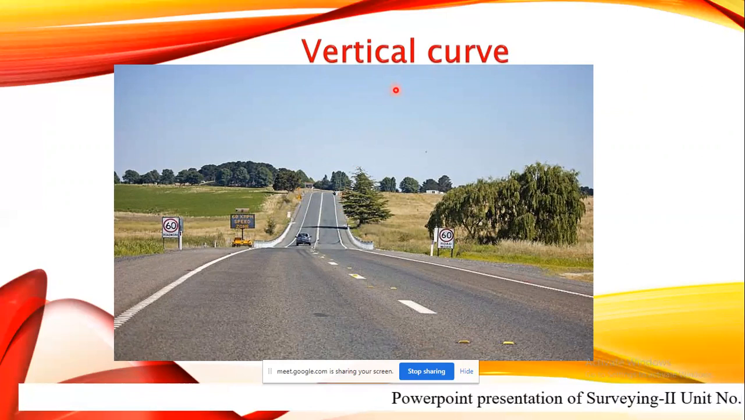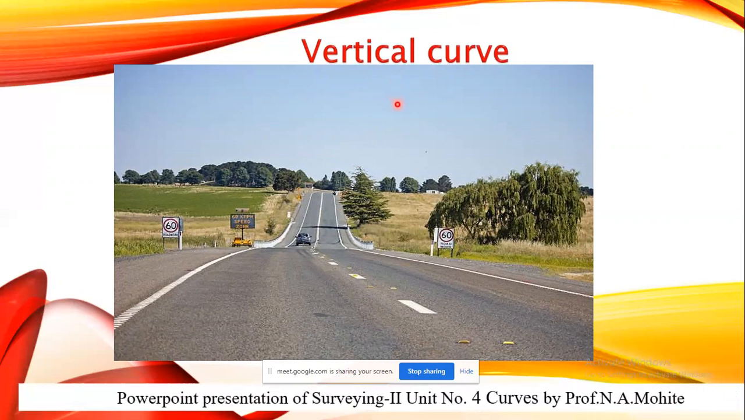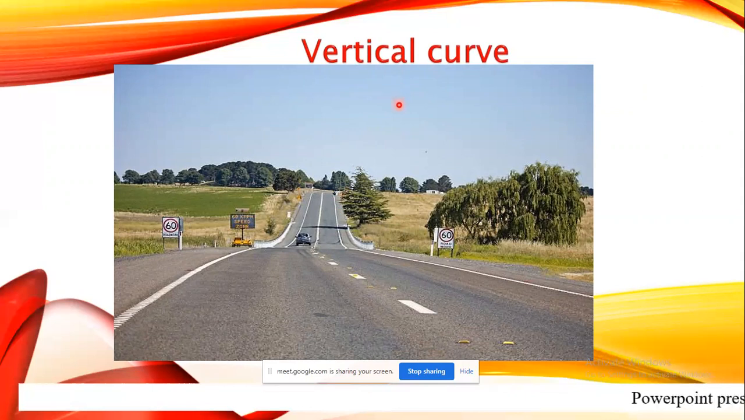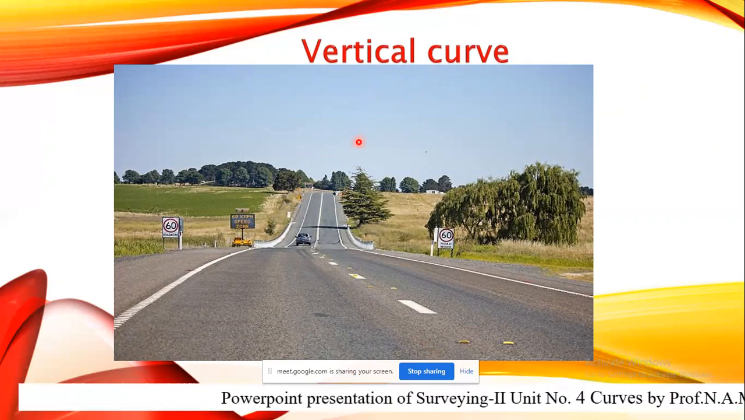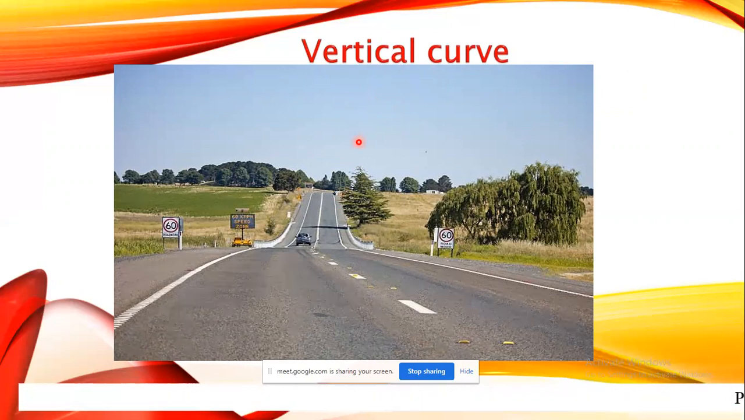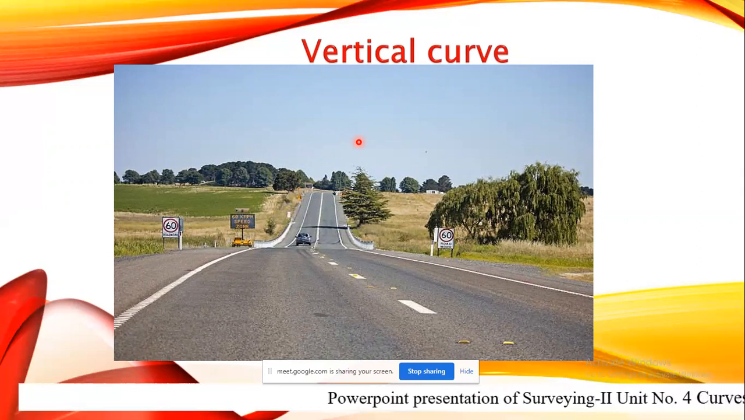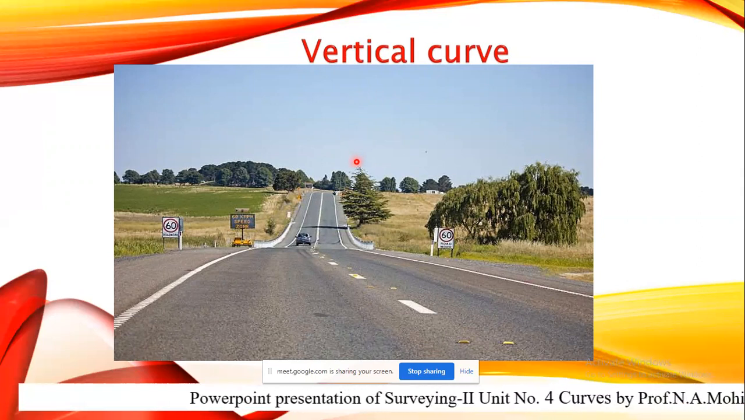Along the alignment of any project, the nature of the ground may not be uniform and may consist of different gradients. As I told you, it might have a rising gradient, again a falling gradient, or an up gradient followed by a down gradient, or a down gradient followed by an up gradient. So what do we mean by gradient?